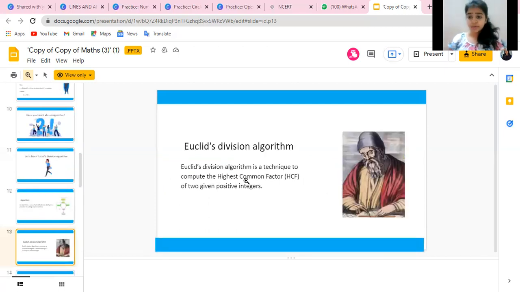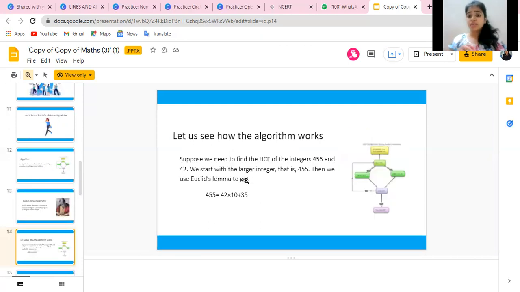Euclid's division algorithm is a technique to compute the highest common factor, that is the HCF, of 2 given positive integers. Okay. Now let us see how the algorithm works. Suppose we need to find the HCF of the integers 455 and 42. Now what is 455? It's the dividend. And what is 42? It's the divisor. We have to find the quotient as well as the remainder.